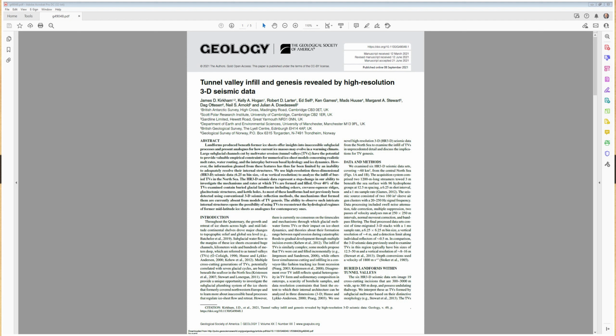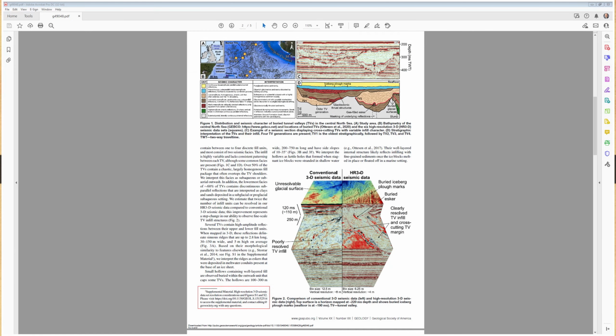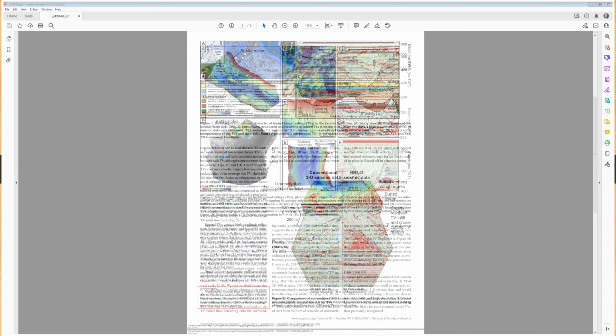The idea for this episode, and others to follow, comes from this paper that has recently made the rounds in the media. In the paper, the authors interpreted the shallow part of some recent high-resolution 3D data to see if they could get a better handle on the tunnel valleys that were cut into the North Sea near surface. As you can see, the graphics are good and the paper garnered a lot of public interest.